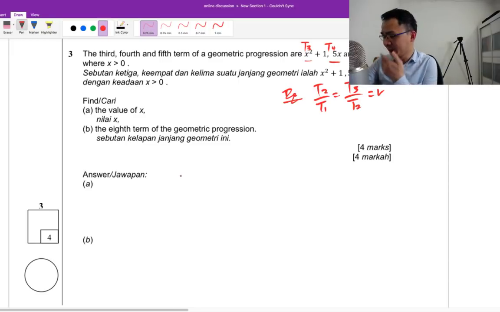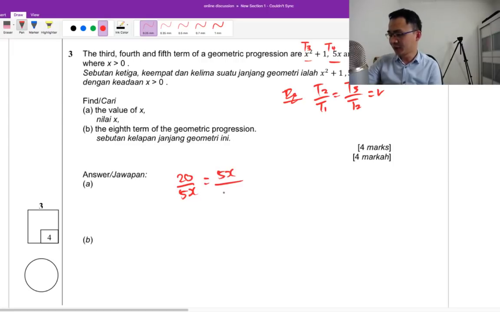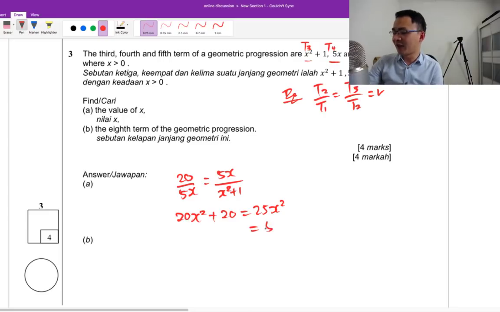So I can say 20 over 5x will equal 5x over x squared plus 1. So I cross multiply, I will get 20x squared plus 20 equals 25x squared. So I will get 5x squared equals 20, and x squared equals 4, and x will equal to 2. Supposedly I will get positive negative 2, but the question says x must be bigger than 0, then I will get 2 only.